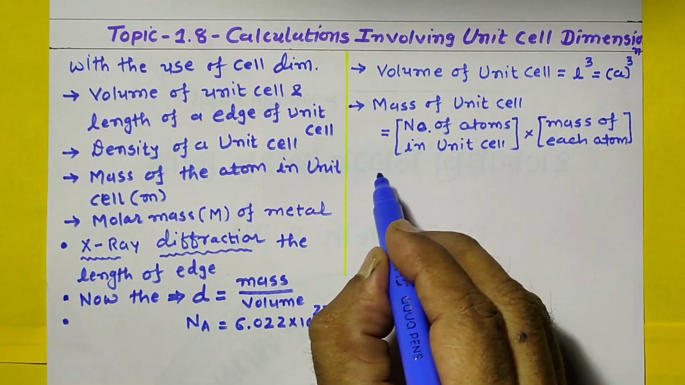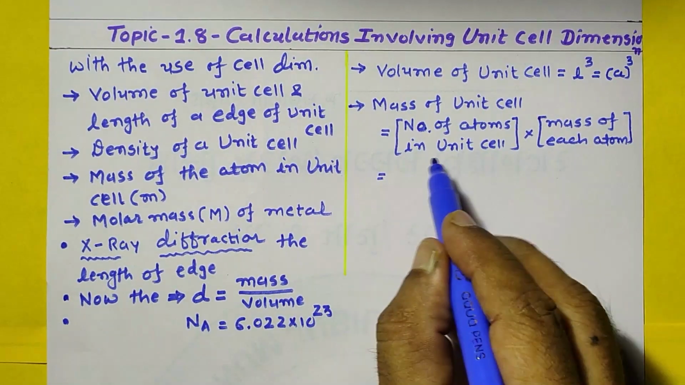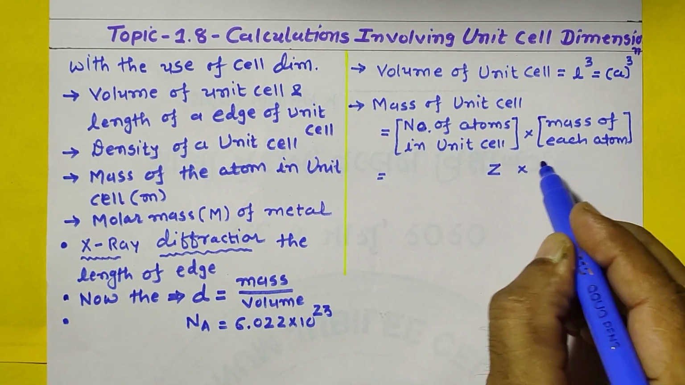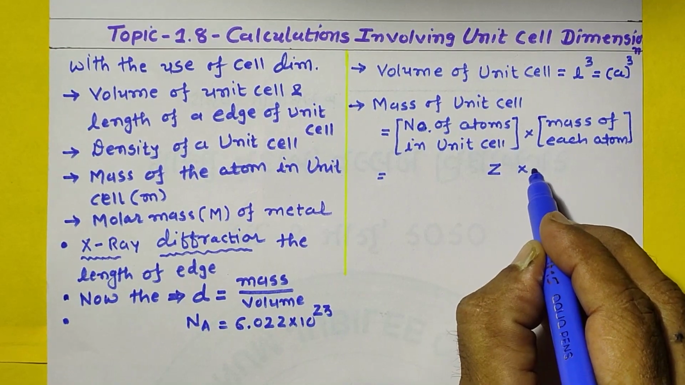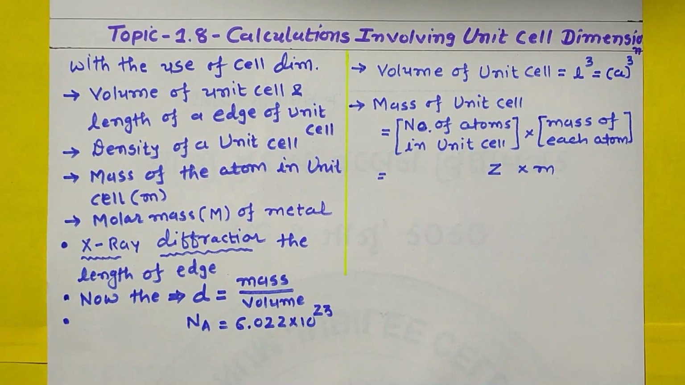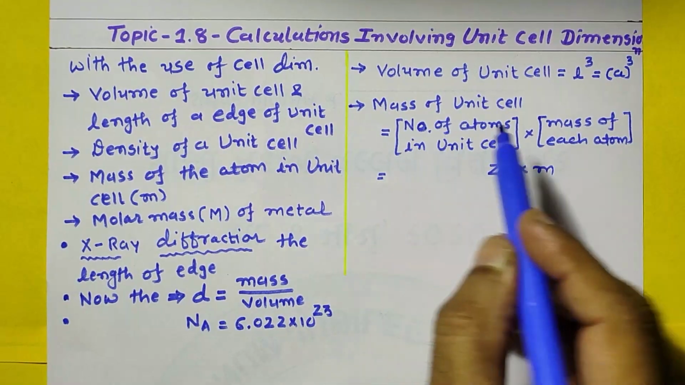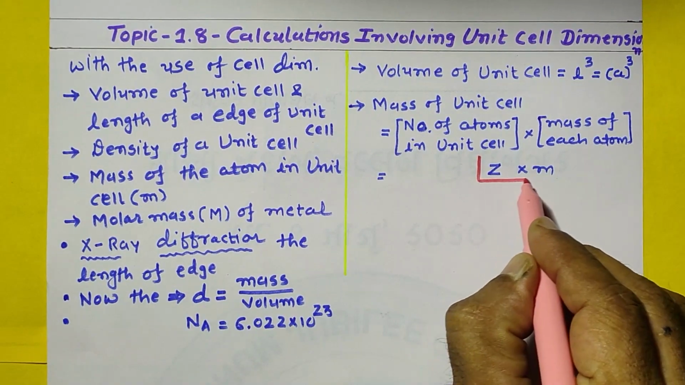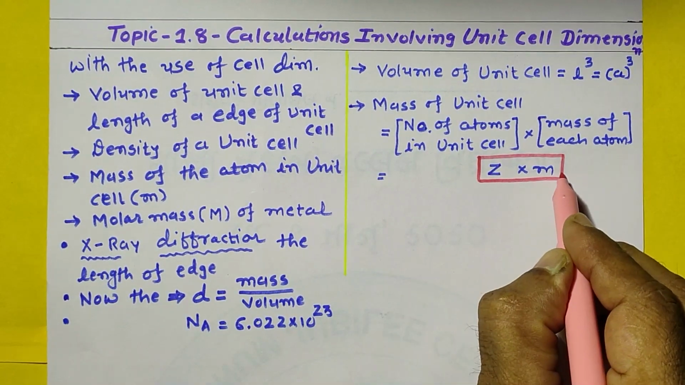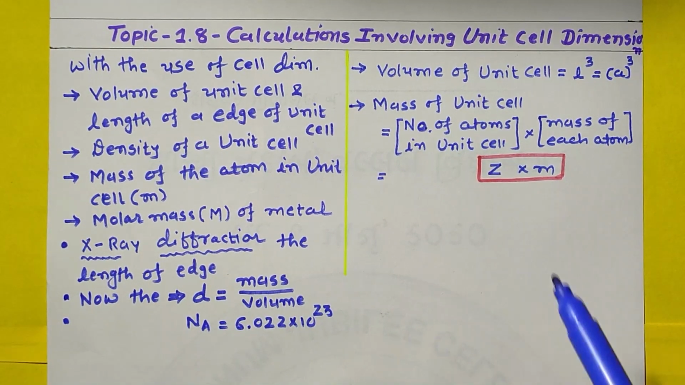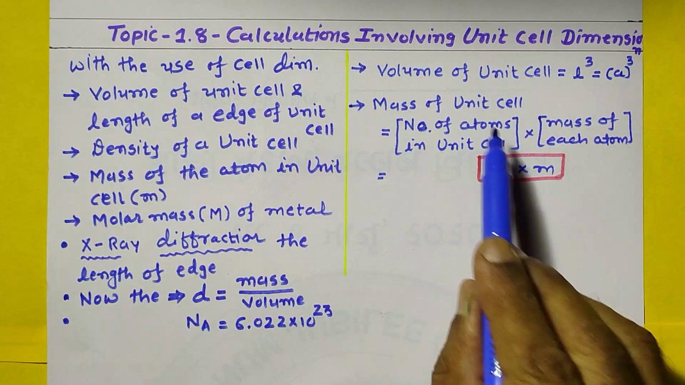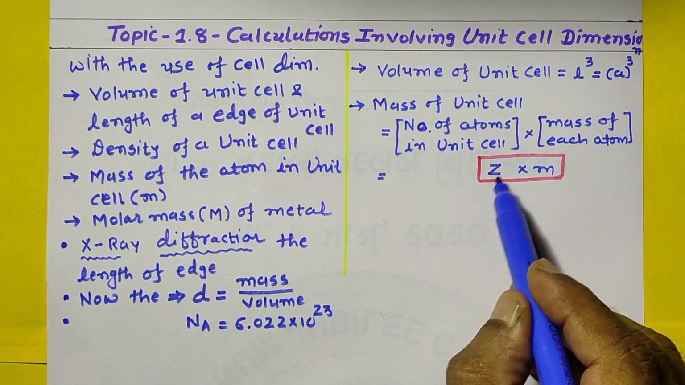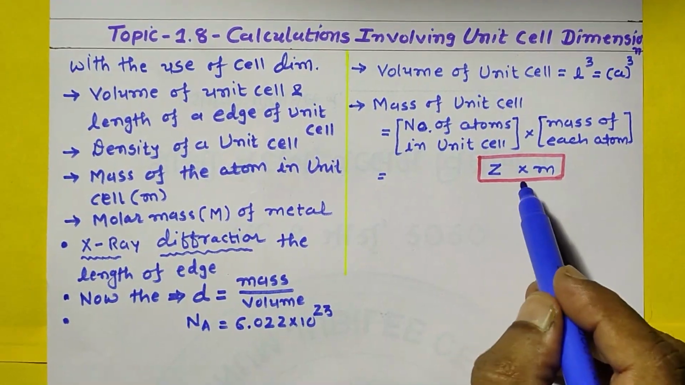This should remain in our minds. Now, number of atoms in unit cell is symbolized as Z, and the mass of each atom is symbolized as small m. So, our simple formula: the mass of unit cell is equal to Z into m. This is our first formula we should keep in our mind. Z is equal to mass of unit cell divided by m, or m is equal to mass of unit cell divided by Z, or mass of unit cell is equal to Z into m.